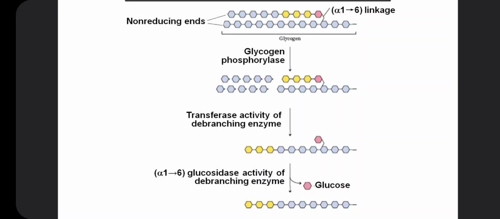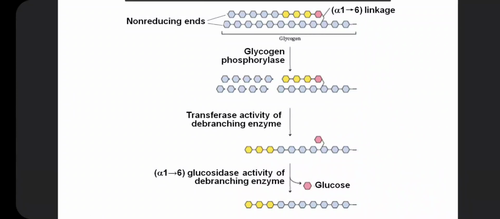The debranching enzyme has two catalytic sites in a single polypeptide chain. One is a glucan transferase. The transferase, indicated by this yellow, can transfer the trisaccharide unit from one branch to the 4-hydroxyl group of another chain, and then expose the 1,6 branch point. This makes them part of a chain long enough for phosphorylase to work on.